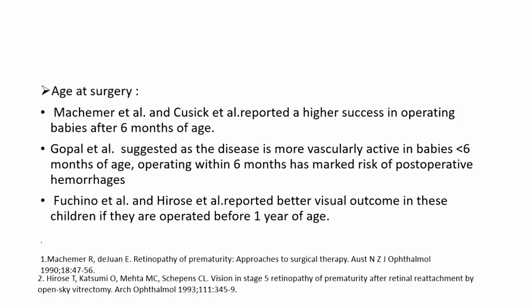So Makimer et al. and Cusick et al. reported that a higher success is obtained if we operate on babies after the age of 6 months. Gopal et al. suggested that the disease is more vascularly active in babies less than 6 months of age, so operating within 6 months has a marked risk of post-op hemorrhages. And Fucino et al. and Hirose et al. reported better visual outcomes in these children if they are operated before 1 year of age.